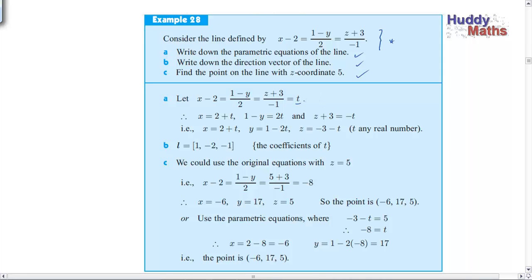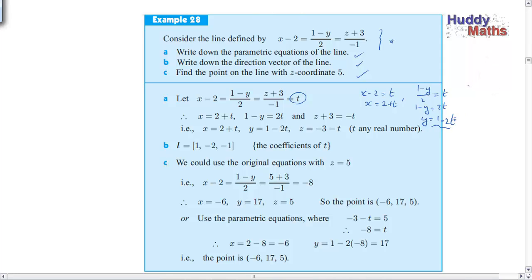Okay, just remember with the Cartesian form, put them equal to t. And so here we will say x take, they've left this out, x take 2 equals t. So x equals t plus 2 or 2 plus t. Then we'll take 1 take y on 2 equals t. So 1 take y equals 2t. Or y equals 1 plus 2t. Now you've got to rearrange that there. Sorry, 1 take 2t. 1 take 2t here. I'm doing it in my head, just want to watch that.